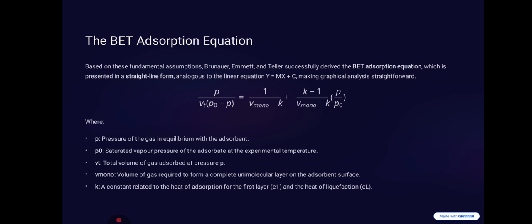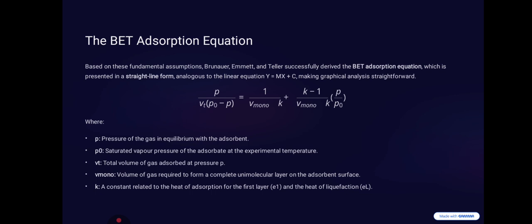Next, we would like to discuss the BET adsorption equation. Based on these fundamental assumptions, Brunauer, Emmett and Teller successfully derived the BET adsorption equation, which is presented in a straight line form, analogous to the linear equation y equals mx plus c, making graphical analysis straightforward.